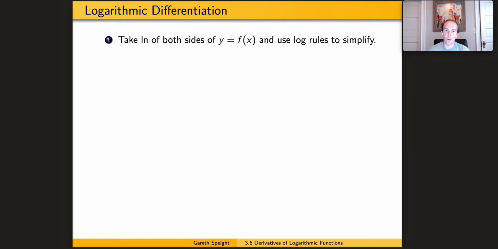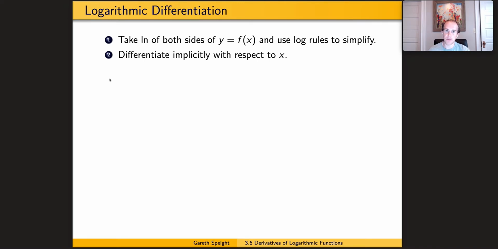Well, the steps are we write y equals f of x, so y is our function, and we take natural log of both sides, so we take ln of both sides. And then we use the log rules to simplify the products, the quotients, and the powers, as we'll see in a second. That gives something easier to differentiate.